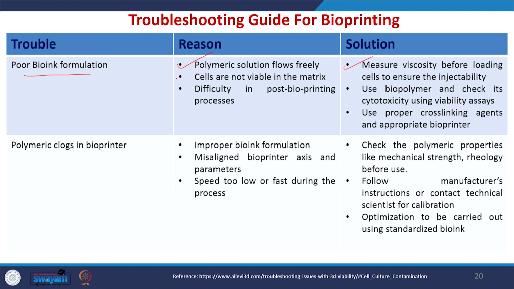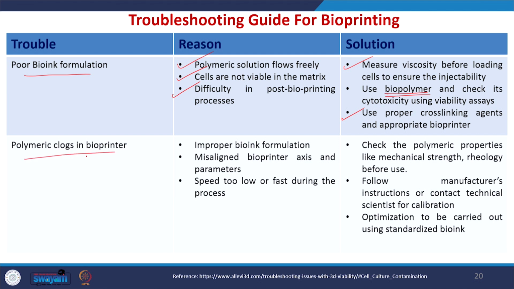And the second reason may be that the cells are not viable in the matrix. In this case, we have to check the biopolymer cytotoxicity before loading this biopolymer into the 3D bioprinter. The third reason may be difficulty in the post-bioprinting process, which can be overcome by using the proper cross-linking agents and an appropriate bioprinter.